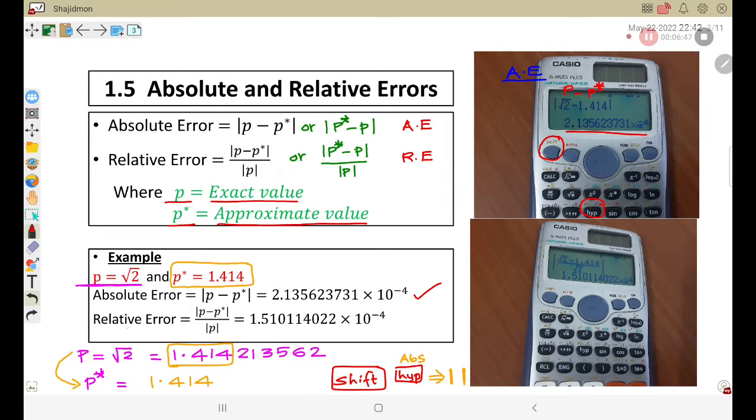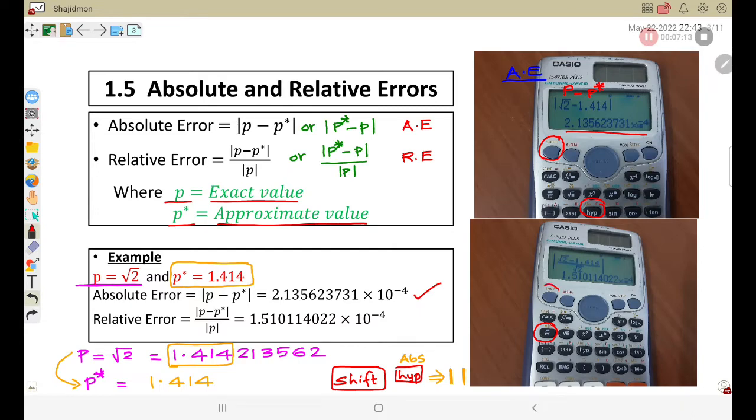Now when we go to relative error, absolute p minus p star divided by absolute p. In this calculator you can see one divide switch, the numerator by denominator switch. Always use that numerator by denominator switch, so we can reduce errors in the calculation when we are using the calculator. So use that button, numerator by denominator.